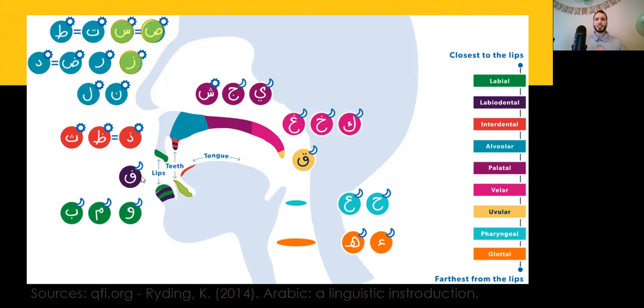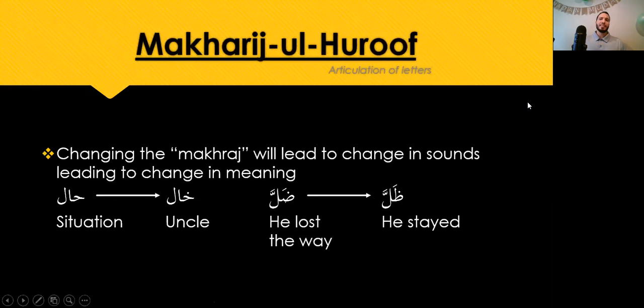So what we're going to do today is go through every letter and make sure that together we feel where each letter comes out from, because it is essential that we master this. And why is that? Because, as we said, changing the makhraj, the exit of the letter, will lead to changing the sound of the letter. And once you change the sound, you change the meaning.